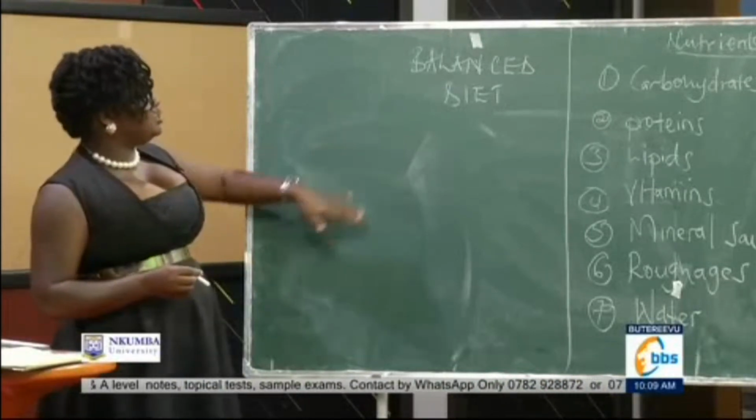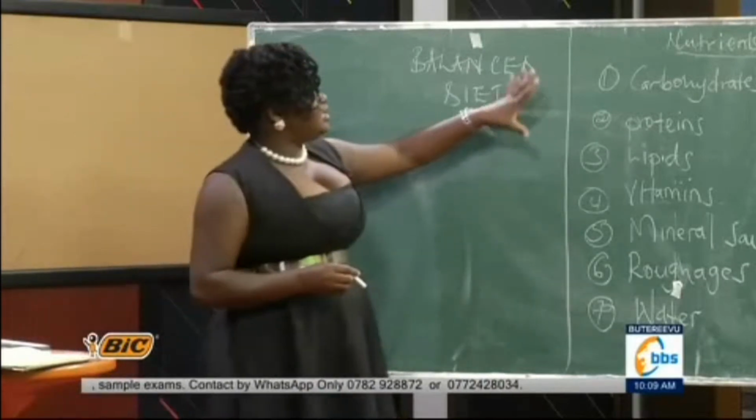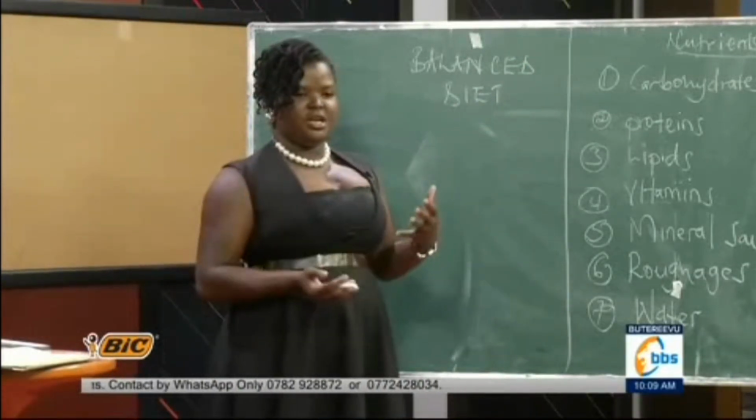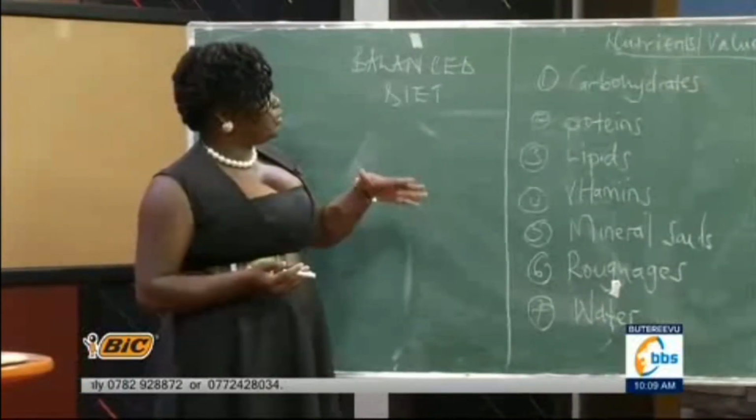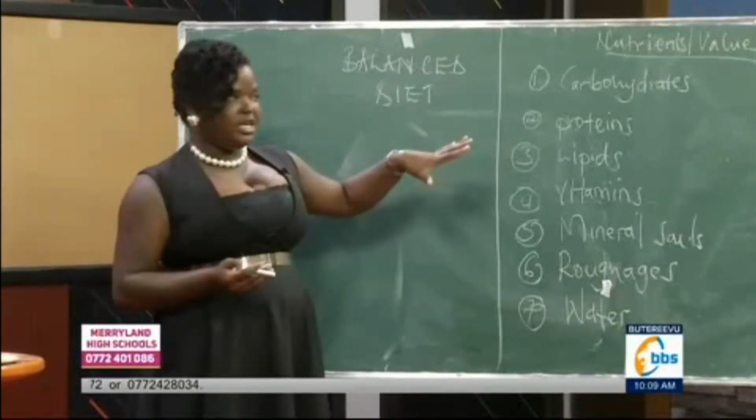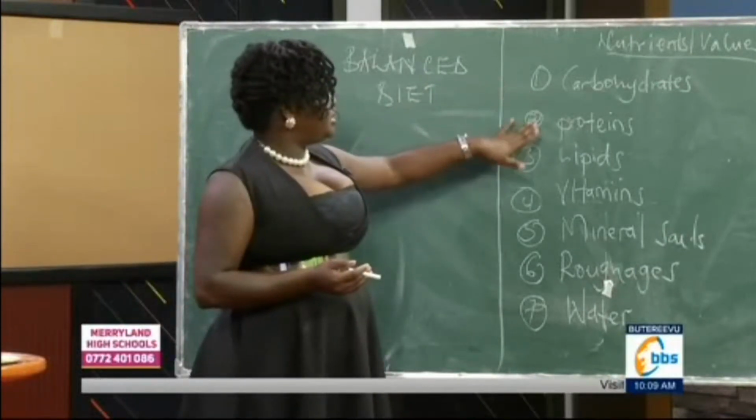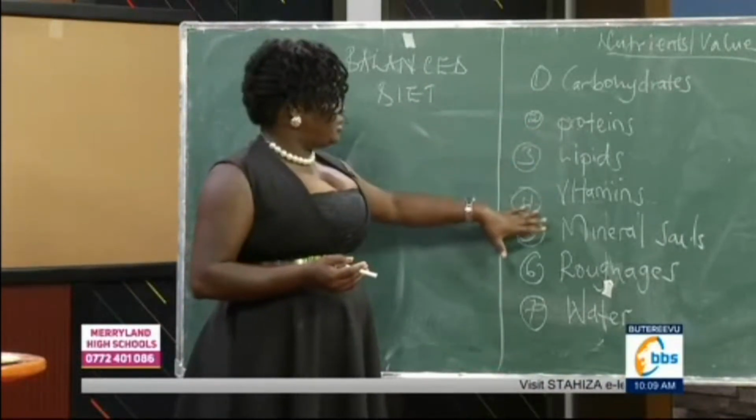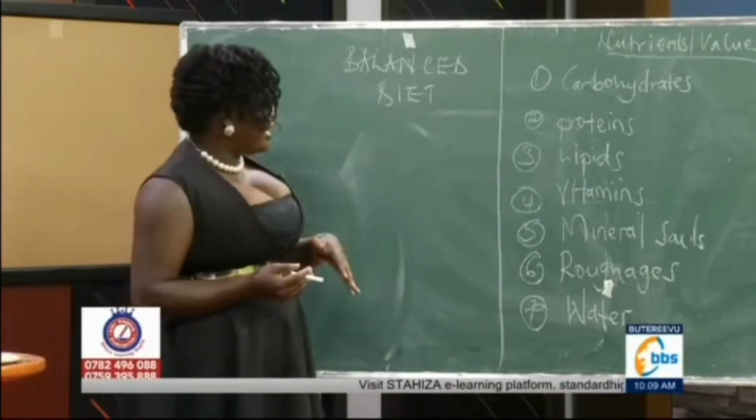So today we are going to look at more on balanced diet. The last time we looked at the nutrients, the different foodstuffs that we put in our body have what we call nutrients or food values. And I said there are 7 in number. The last time I was here, I looked at carbohydrates, proteins and lipids, but I didn't look at the other 4 which are necessary for our diet.